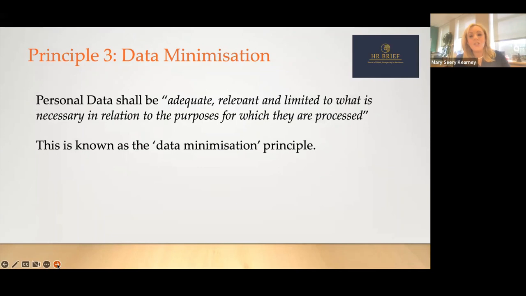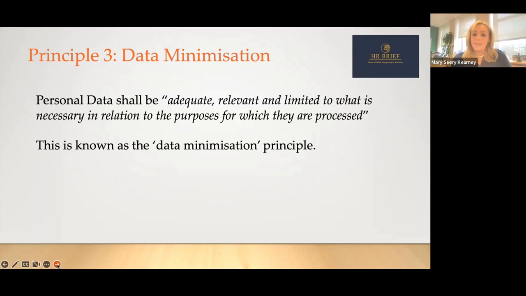Data minimization is that you only collect what you need. And then when you have it, that you delete it when you stop needing it. So in the run up from a recruitment, on the day when I send you my CV for a job, in that context, you only need my CV, you only need my qualifications. You don't need my PPS number. You don't even need my date of birth. There are things that you don't need to be able to perform the purpose for which you've gathered the data.